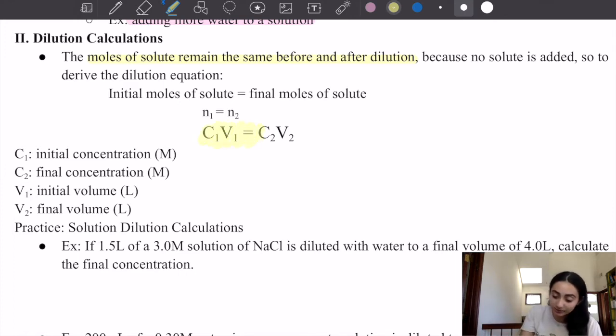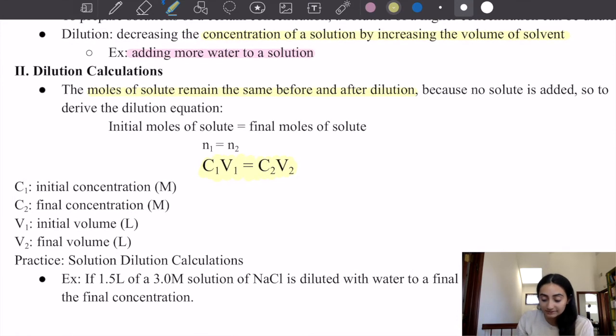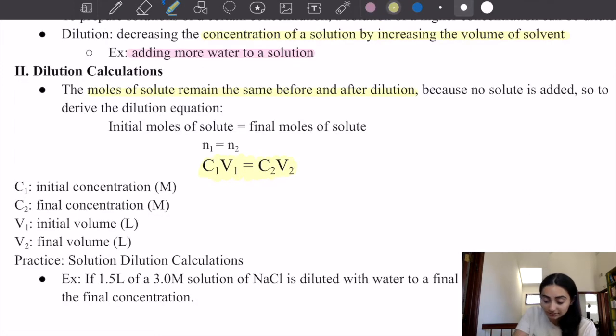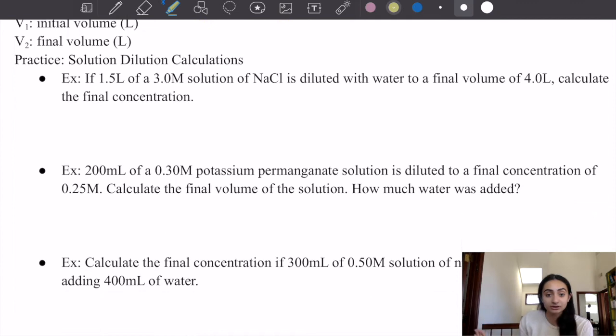So the dilution equation is C1V1 equals C2V2, where initial concentration is represented by C1, initial volume is V1, final concentration is C2, and final volume is V2. Concentration units are molarity, and the volume units are liters. So you just use this equation and you can calculate any one of the parts of it given the other components of the equation. And we are going to go through some problems that are formatted differently so you get a broad understanding of dilution calculations.